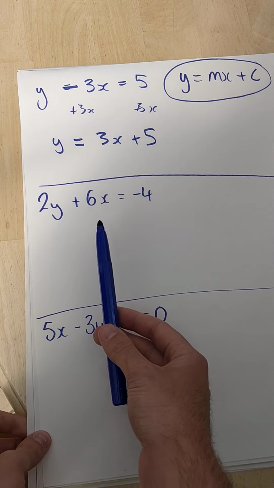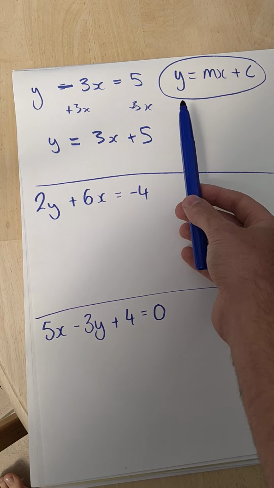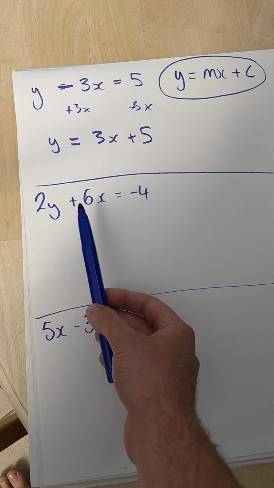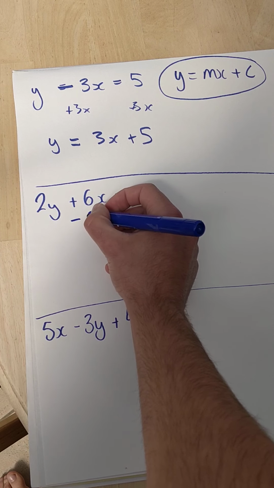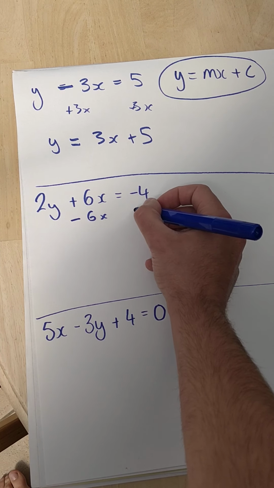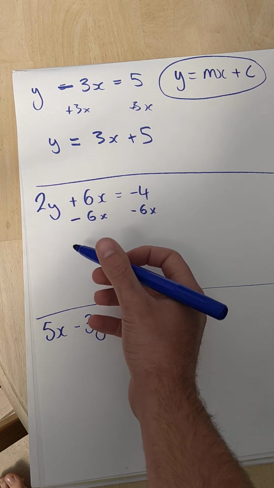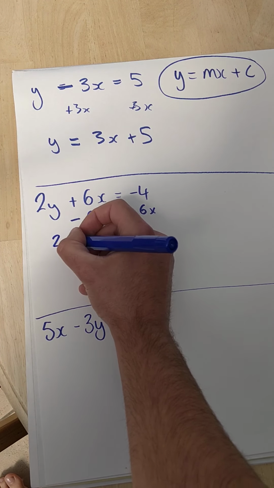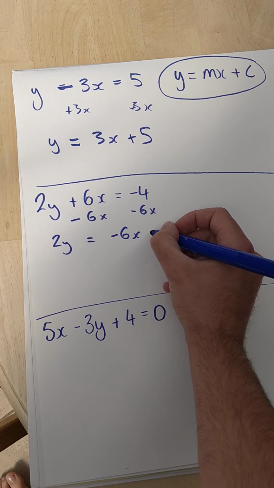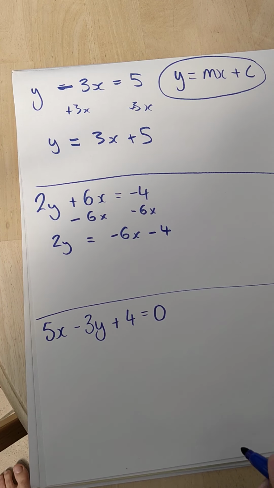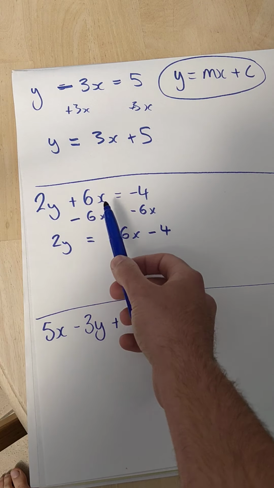So on this one here, the first thing that I'm going to do to get it to look like that is take this 6 over to the other side. So this is a plus 6 here, so to get to the other side, I need to take 6 away from this side, which means I take 6x away from this side. So I'm left with 2y is equal to minus 6x minus 4. All I've done is take 6x away from both sides.